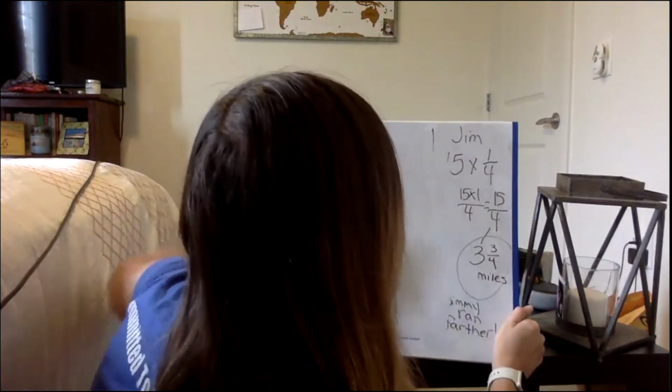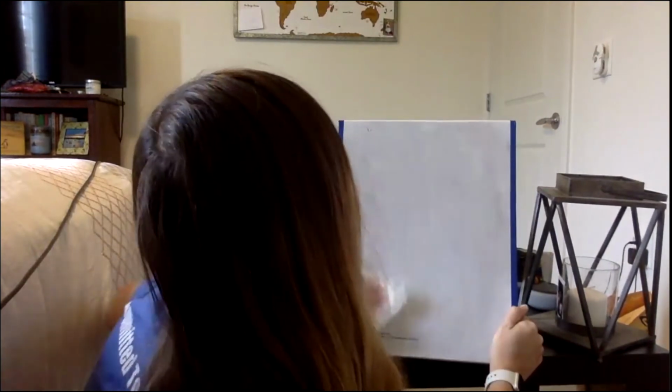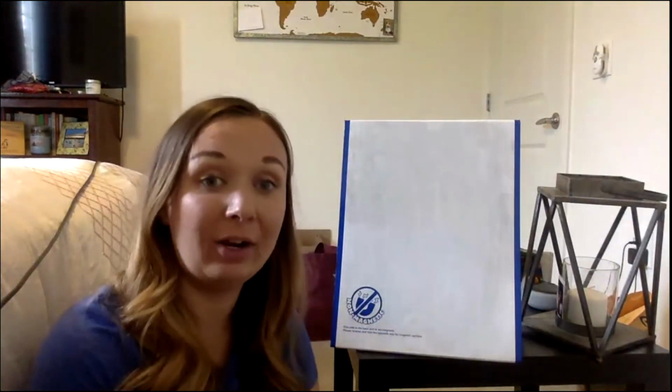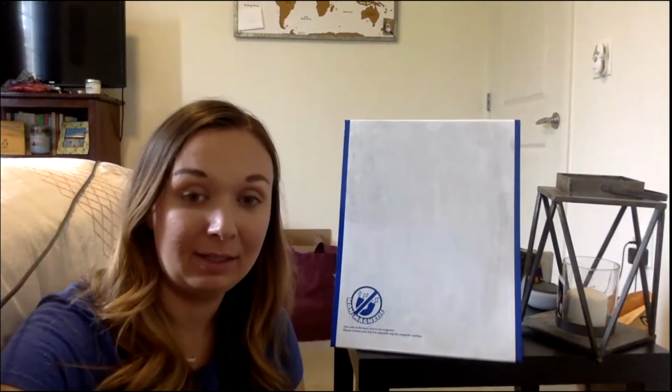So if you had that Jimmy ran farther and you had the correct amounts for each person, awesome job. If you didn't, go back through, rewatch that explanation, and try to figure out where your mistake happened.